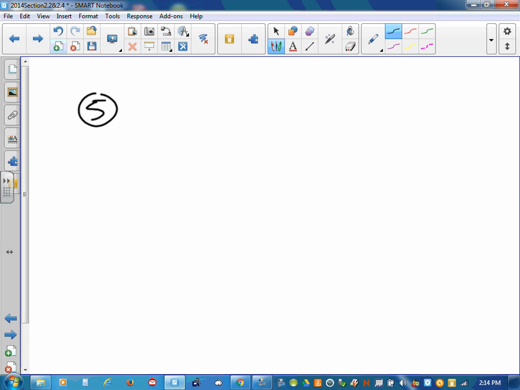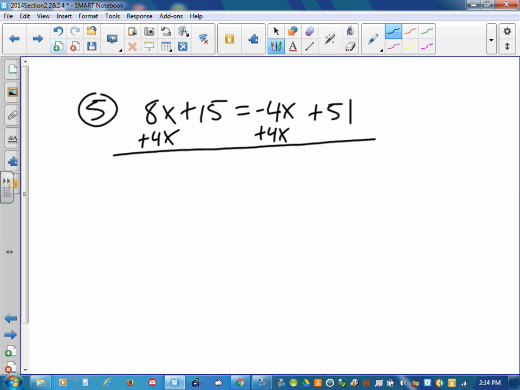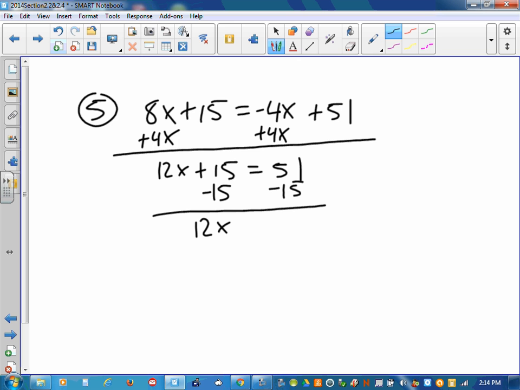Number 5, we have variables on both sides of the equation. So we want to get the variables on one side, numbers onto the other. I always say move the smaller amount of x. So we're going to add over 4x, and we get 12x plus 15 is equal to 51. Going to subtract over the 15, and we get 12x equals 36. That is definitely divisible by 12. X equals 3.